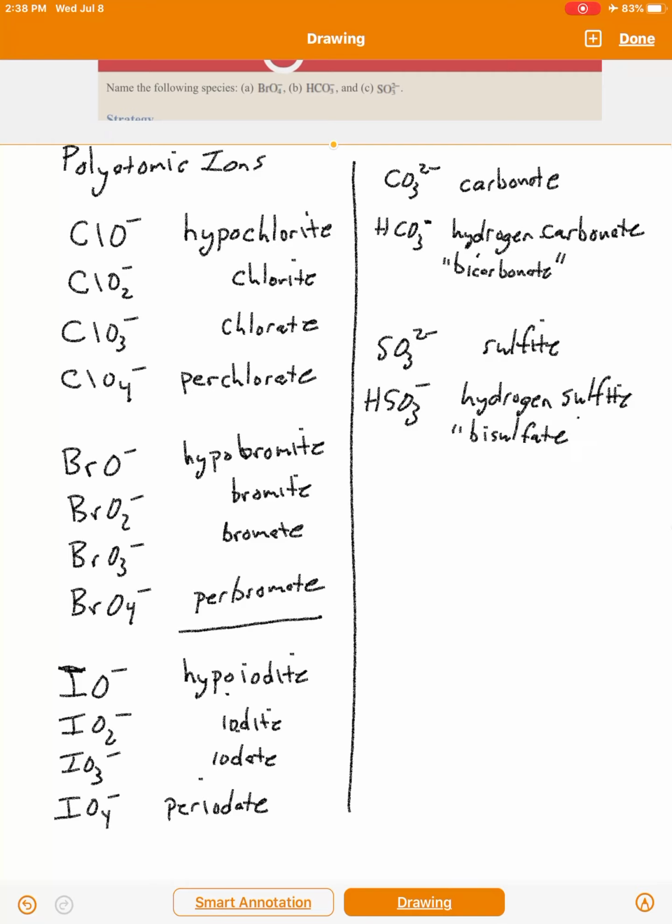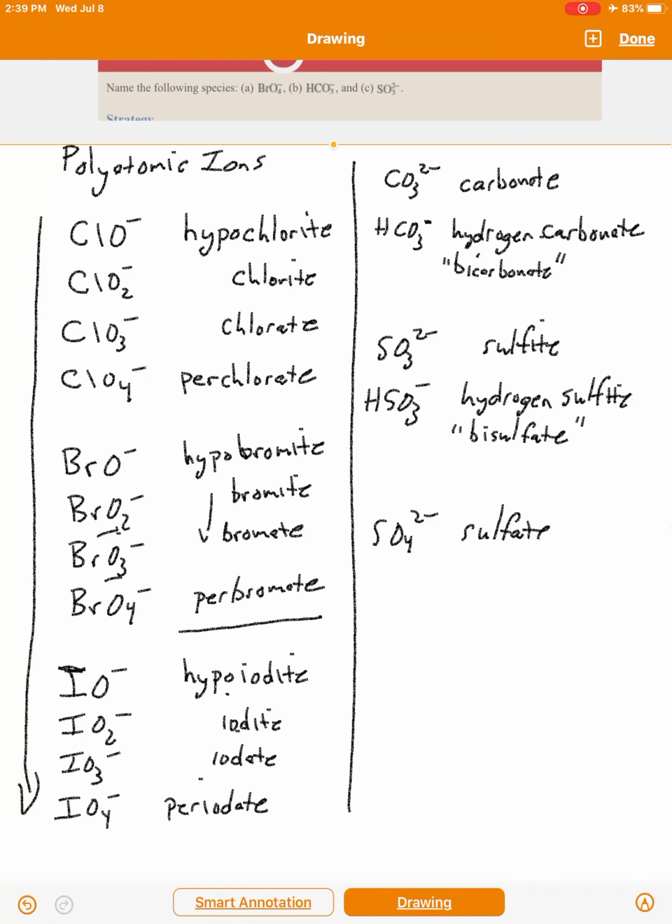Now, let's compare that to SO4 2-. Just like with these polyatomic ions over here, when you add one more oxygen, it goes from ite to ate. Same thing here. This is called sulfate. So SO3 is sulfite, SO4 is sulfate. What happens if you add a hydrogen? Well, the charge goes to -1 instead of -2, and you would call that hydrogen sulfate or bisulfate.